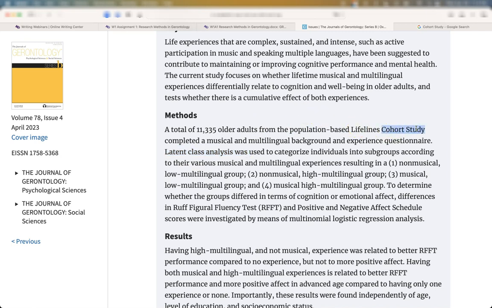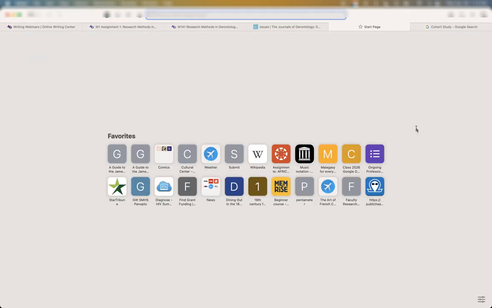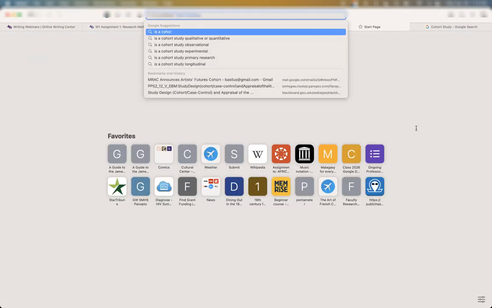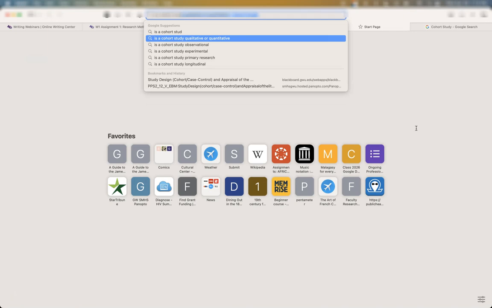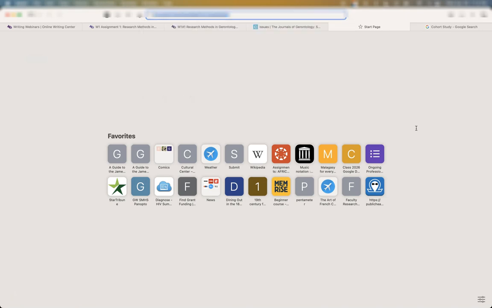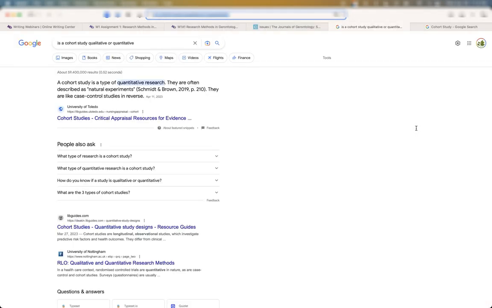Now, if you looked at the search history of someone who was encountering this terminology firsthand, you might see them doing Google searches like, is a cohort study qualitative or quantitative? And you can see that is the first full result after the autocomplete of the word is done. So don't worry if that is your question. You can see lots of other people have asked that same question.